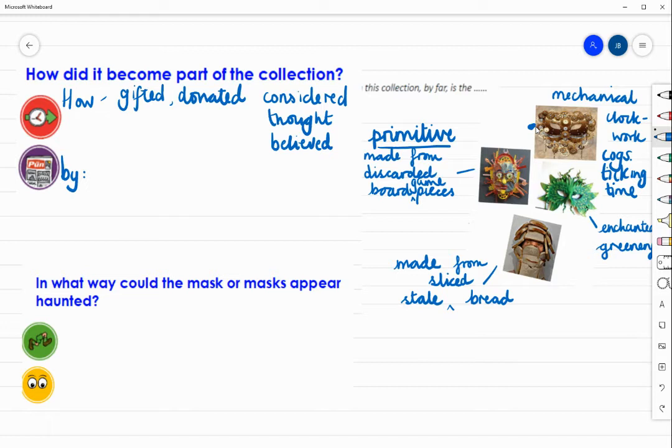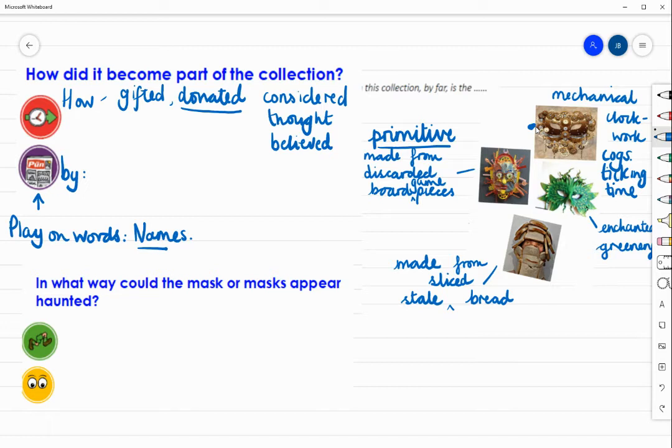So once you've decided on your mask, you're going to come back and remember how it became part of the collection. So mine was donated, or considered to be donated by, we don't know, could be somebody else. I'm going to go for a pun. Now a pun is a play on words. We've not done these before, but there are a few of you in this class that love names that are puns. And I love them too. So we're going to go for a play on words for a name.